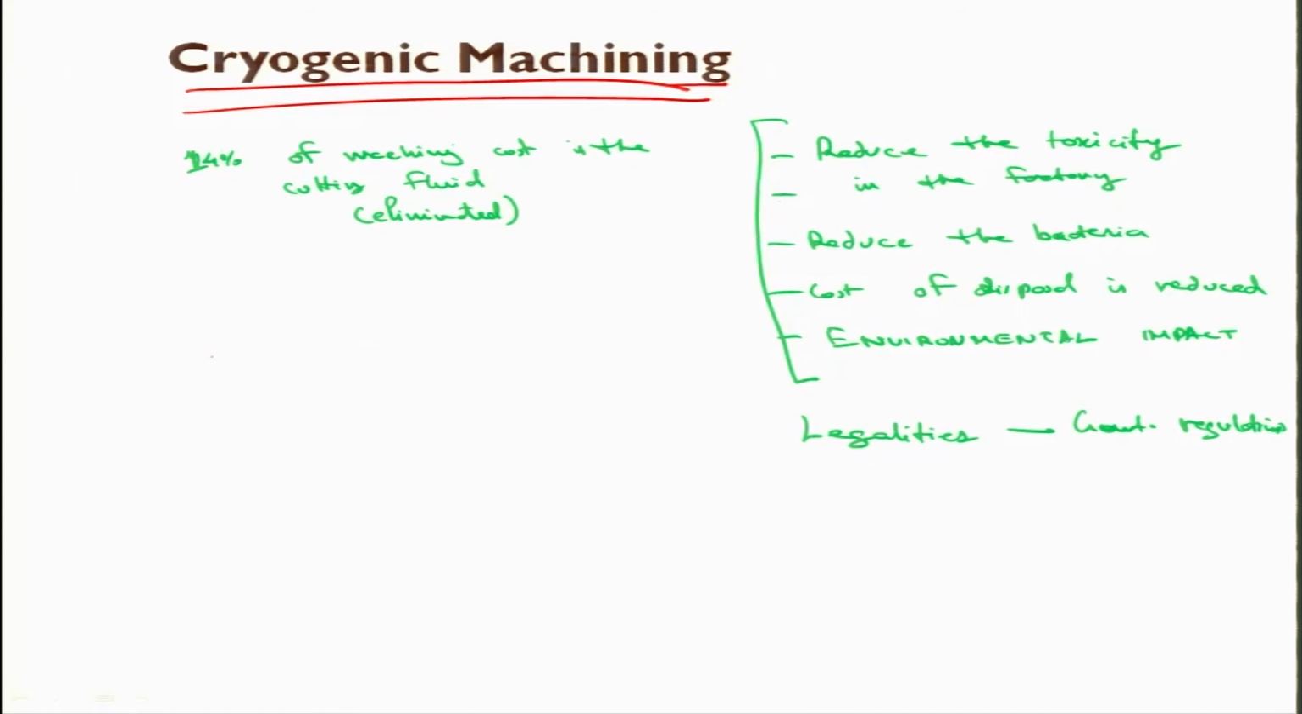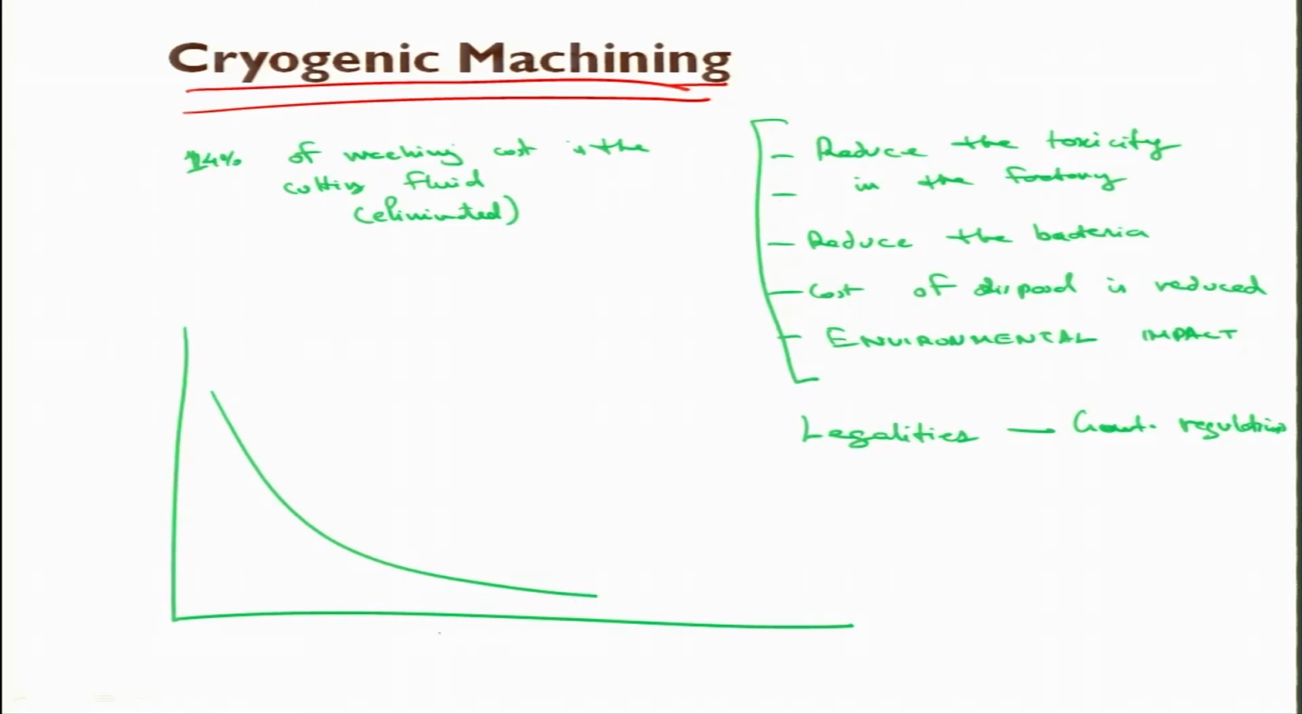But if we see the total cost in machining, the cryogenic machining has a better performance. So, if I say this is my cutting cost, what I am plotting this with is my cutting speed. With more speed, the cost per unit volume is decreasing. This is cost per unit volume here. So, this is my cutting cost.